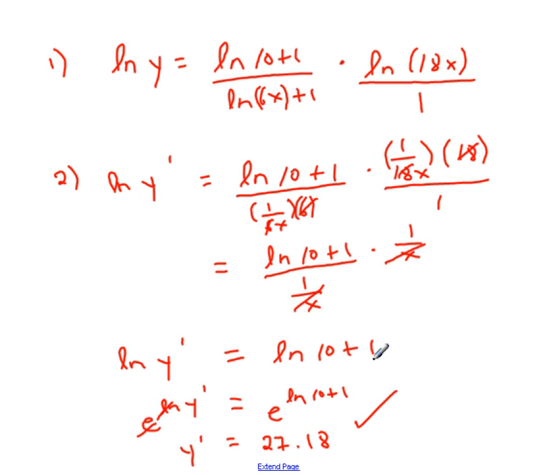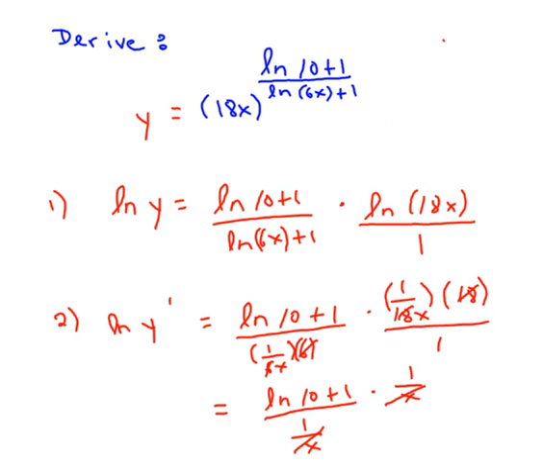So if we can recap, when you have a tough looking question like the one I gave you, y equals 18x to the power of ln 10 plus 1 over ln 6x plus 1, what you first have to do to a question like this is simplify it. Don't go right away trying to do product rule or chain rule or whatnot. Just simplify it. Bring down the exponent by taking the ln of it. Remember that when you take the ln, you bring down the exponent and you multiply by the ln of the inside. And you remember that what you do to one side, you must also do to the other side. Therefore, you take the ln of that side as well.